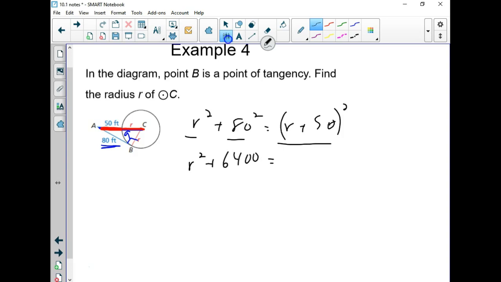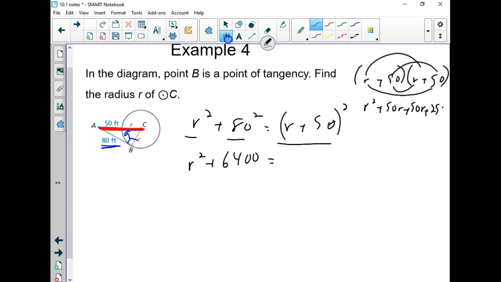Equals, now over here you've got to do a little bit of algebra. So we're multiplying, distributing, FOILing, whatever you want to say. Okay, so we're going to get R squared, first times first, outer times outer, 50R, inner times inner, 50R, and then last times last, 2,500. These are going to simplify. So what we get is R squared plus 100R plus 2,500. So here's why it doesn't end up being as bad as you think.